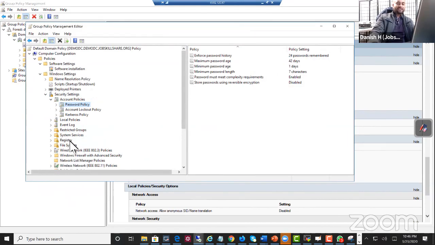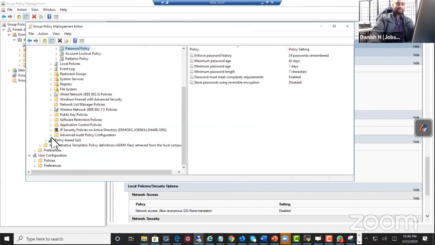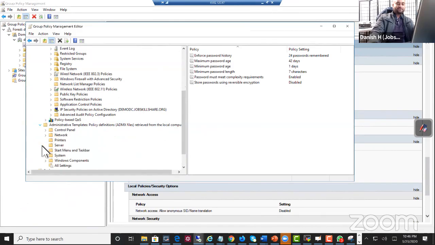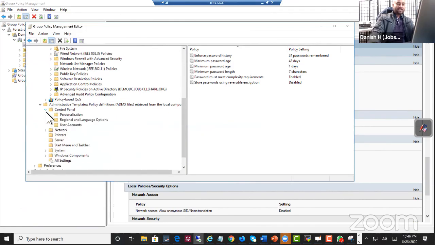And then of course you can get into extreme detail by coming to the administrative templates. You can touch every single thing like control panel, network, printer, server, start menu, taskbar, and the list goes on and on. So my suggestion to you is that you play around with these things, break it, make it, and beat the hell out of these domain controllers, because in the lab you can do it, in the real world you can't.